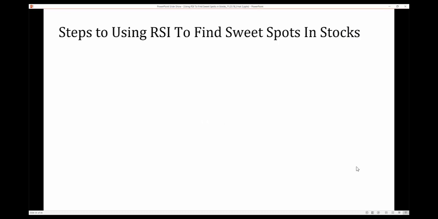Now, what I'm going to walk you through is the steps that I use to find the sweet spots in stocks, and we're going to continue on the menu, okay? So there's 5 steps total.